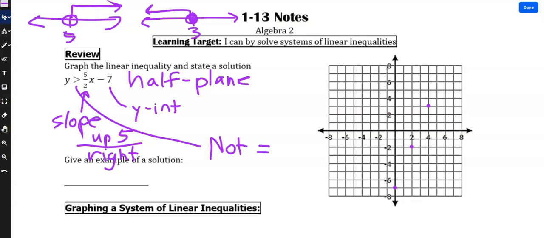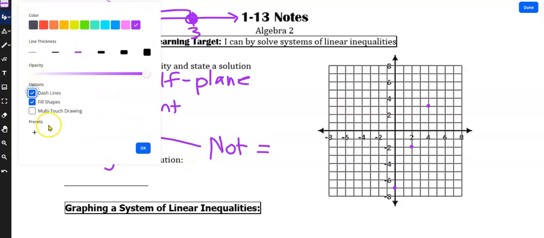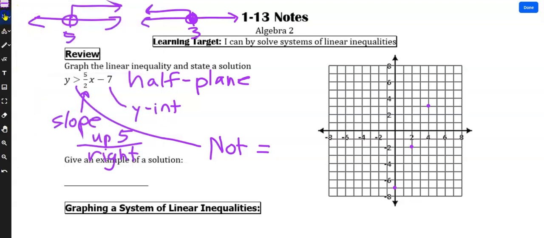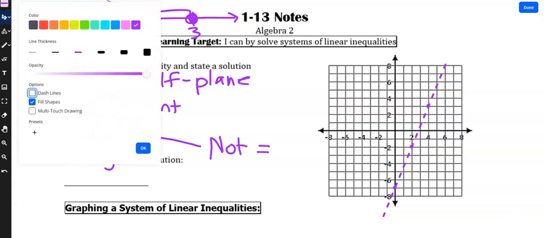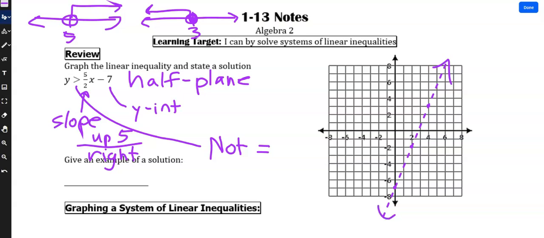Not equal to, so I can't draw a solid line. We have to do something called a dashed line. And so when I draw my line here, it's going to go right through these points. We're going to draw a dashed line instead of a solid line. Okay? Now, it still goes on forever and ever in both directions.